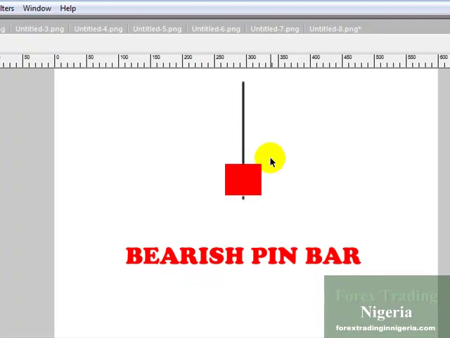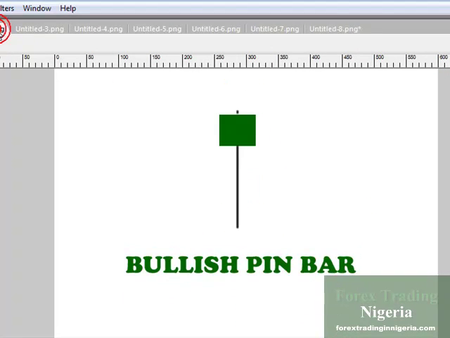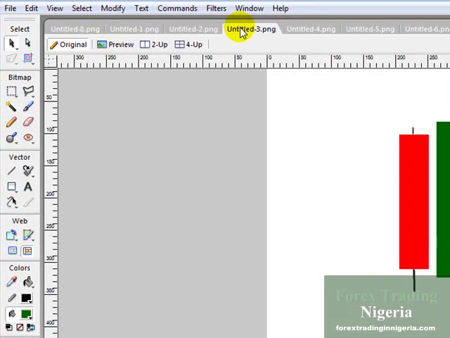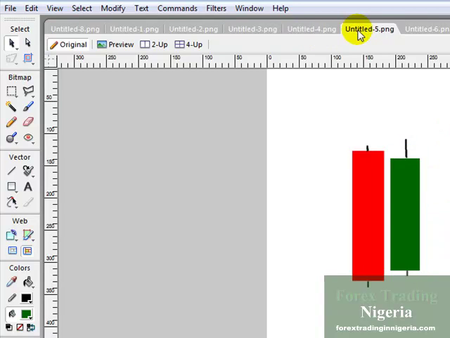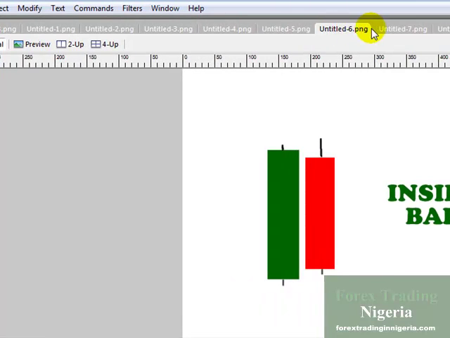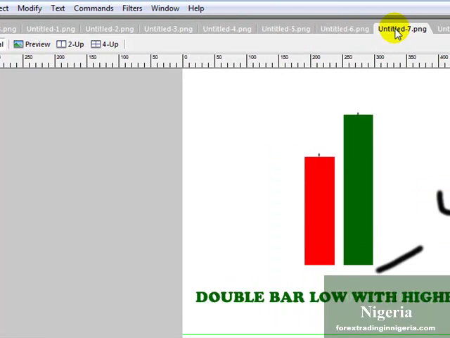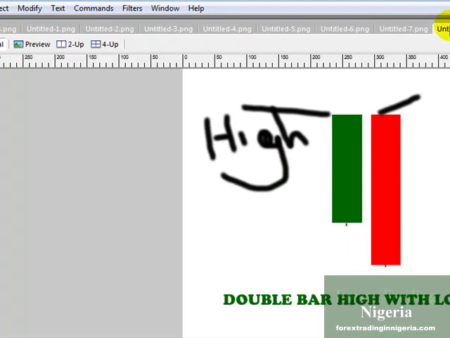The bearish pin bar, the bullish pin bar, the bullish outside bar, the bearish outside bar, inside bar, double bar low with higher close, and double bar high with lower close.